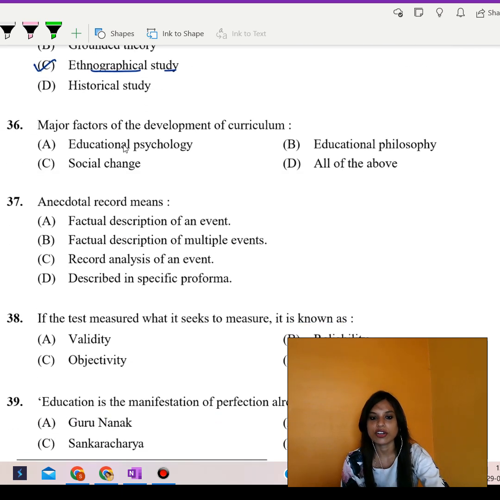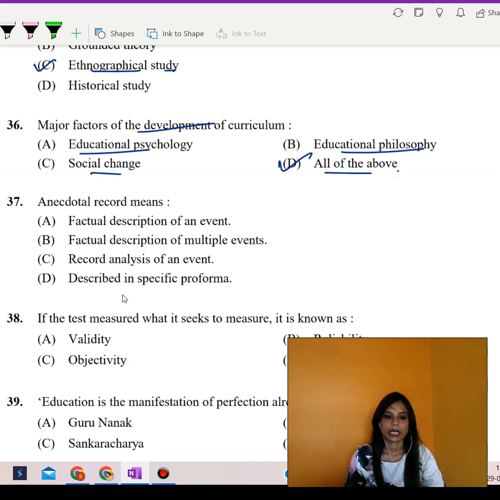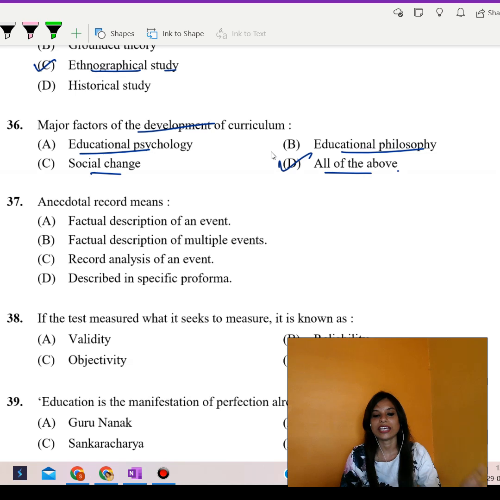Next, major factors of the development of curriculum. Educational psychology, social change, educational philosophy. So go with all of the above, okay? Now, the development of curriculum is influenced by various factors, as we know, including educational psychology, educational philosophy, and also social change. So these factors shape the content, the structure, and the goals of the educational programs.